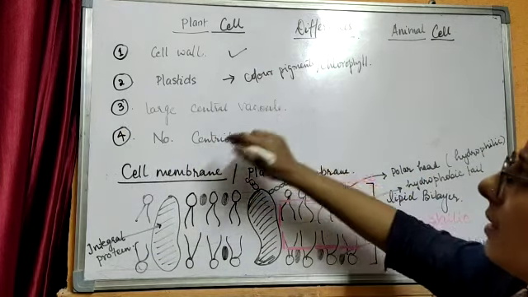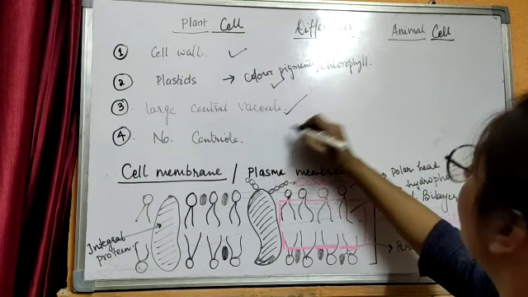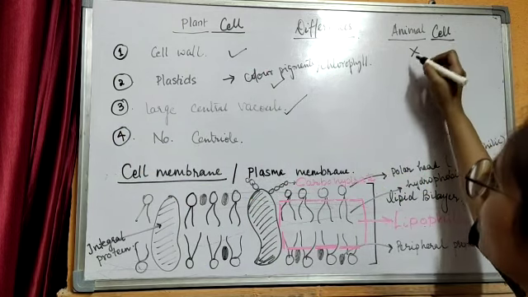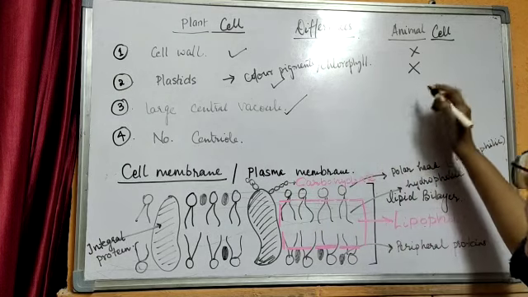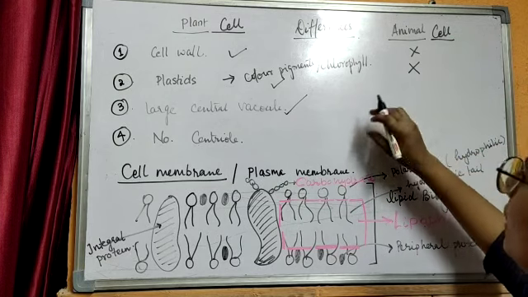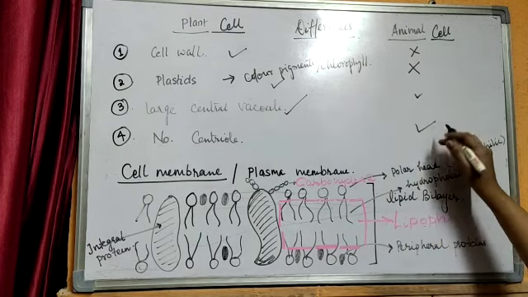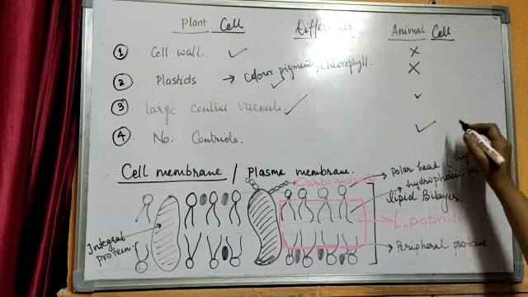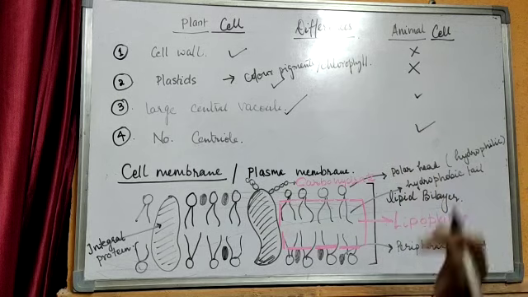In animal cells there is no cell wall, there is an absence of plastids, and there is a normal vacuole present to store gases, and there is a centriole that is specific for the reproductive process or the division of daughter cells.